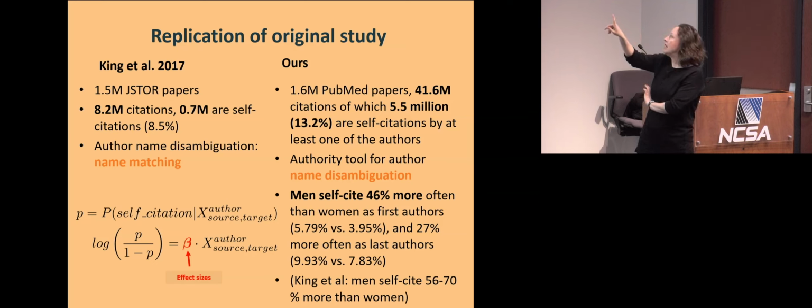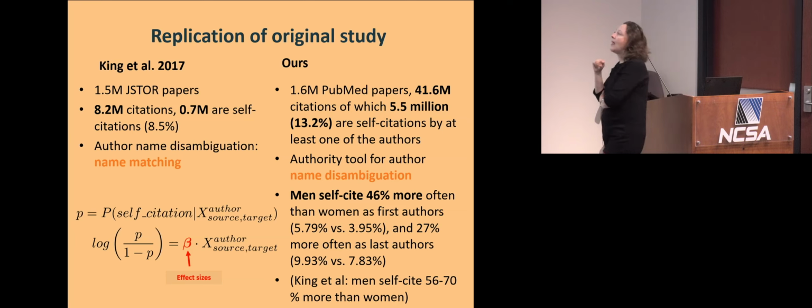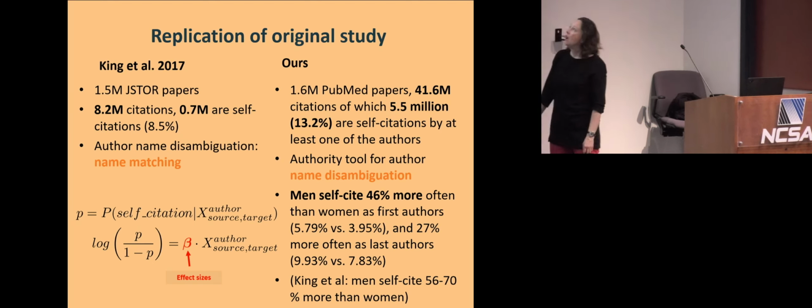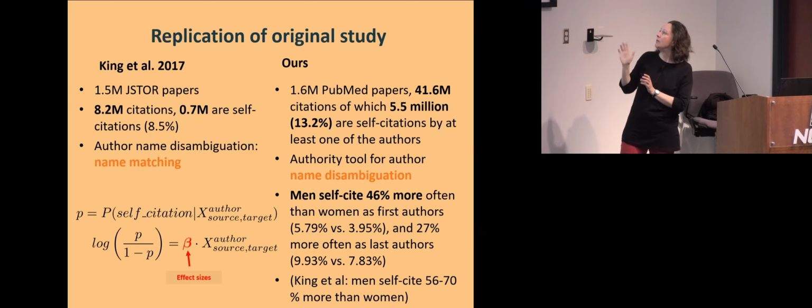And we used Authority, which is a public tool. It's from the School of Information Science. Everyone can use it, and it does name disambiguation based on an algorithmic prediction model that's highly accurate. When we use our better data and the exact same statistical model that they had, we get basically the same effect. We see that men self-cite more than women.